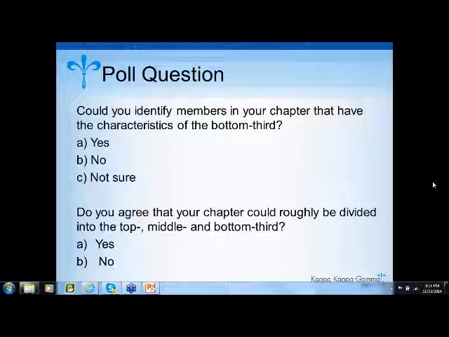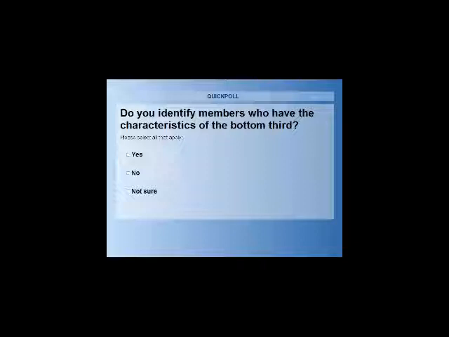Can you identify members in your chapter that have the characteristics of the bottom third? And, hold on, here come your answers. Yes, no, not sure. Please vote.